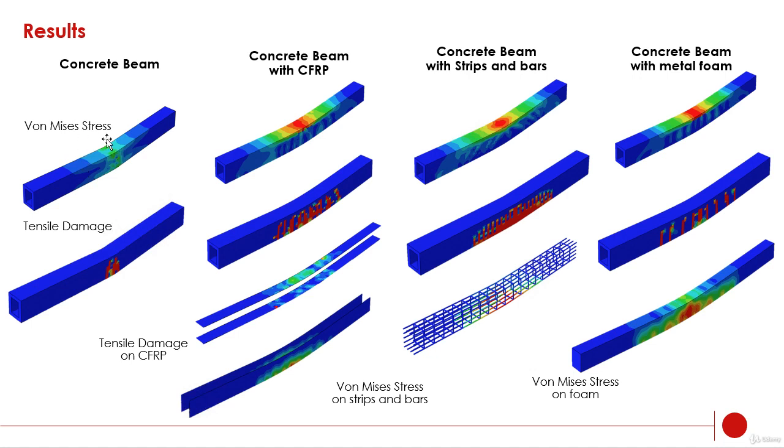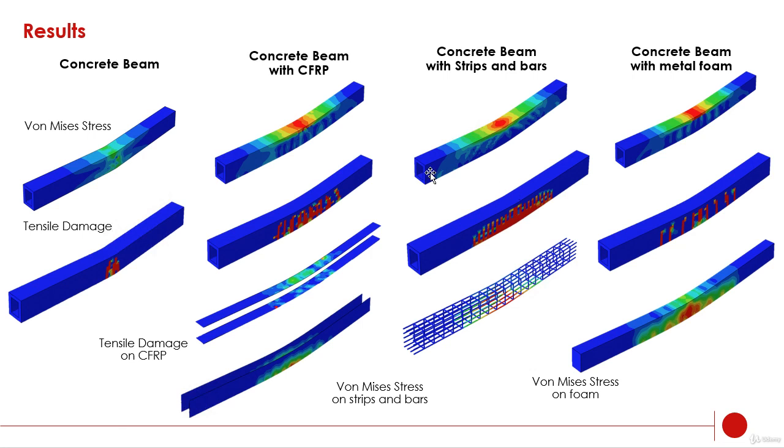And what are we expecting in the results section? As you can see, in the concrete beam we're going to have a stress plot and also tensile damage, and when we have a CFRP then we're going to have the stress and damage, and also tensile damage on the CFRP layers as well. Here we have a concrete beam with the strips and bars, and finally the metal foam.